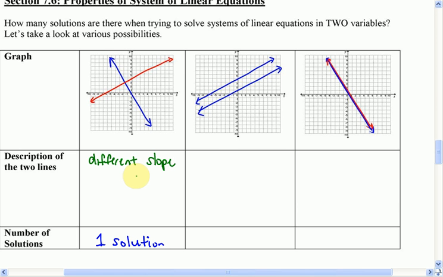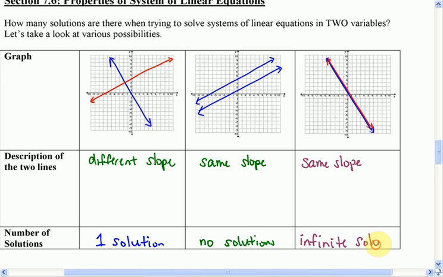What about the one next door? What are the slopes in this case? Yeah, they look the same. And in this case, how many solutions? Well, they're parallel lines, so there's no solutions. How about the last case? Well, they look like two lines on top of each other, so they also have the same slope. But in this case, because they're on top of each other, every single solution works. We call this infinite solutions.